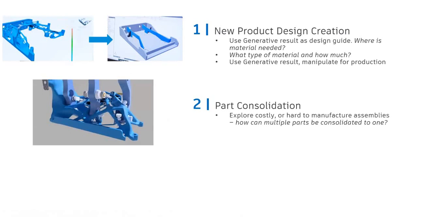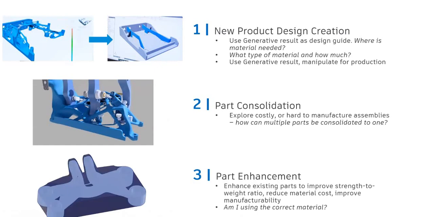Second would be parts consolidation. So we talked about GM and how they took an assembly of 10 to 15 parts and then generated that down to 1. So you can also look at how you can consolidate entire assemblies using this process. And then finally, part enhancement. So if there's parts that you have out in the field that you're currently selling or currently producing, you can look at ways that you can enhance existing components that you might already make to look at new materials and new performance options.